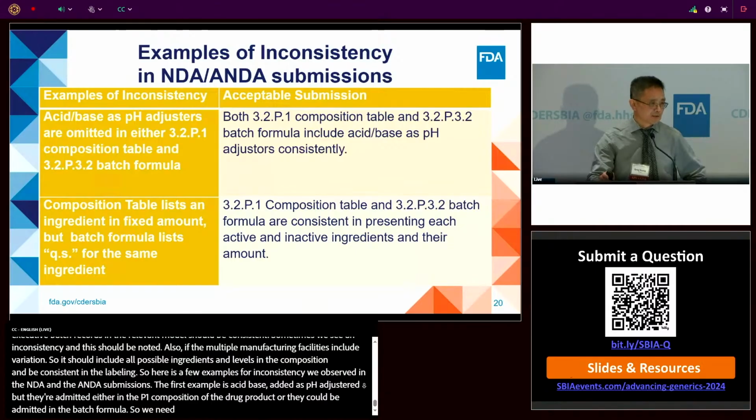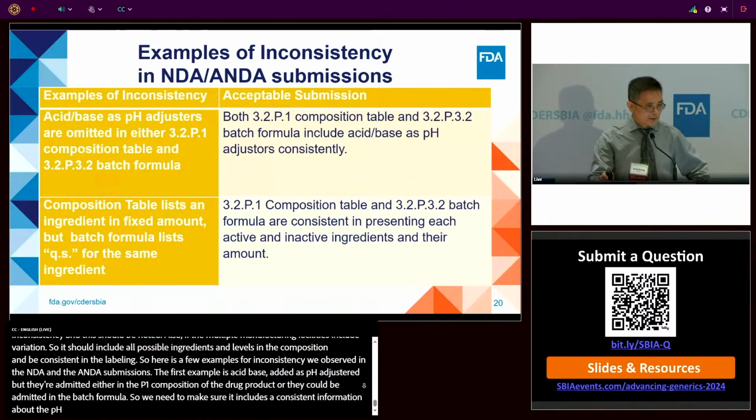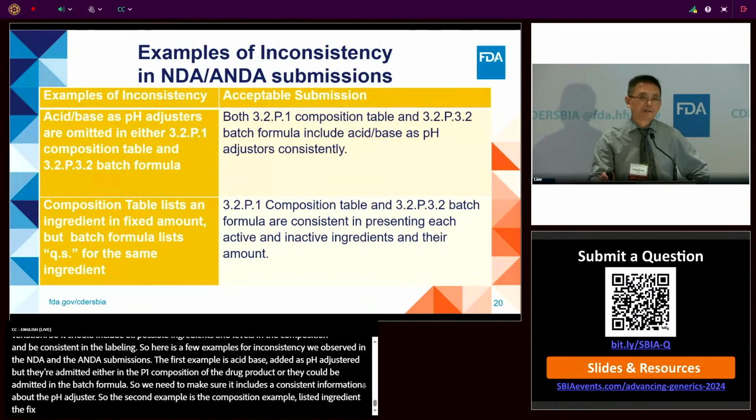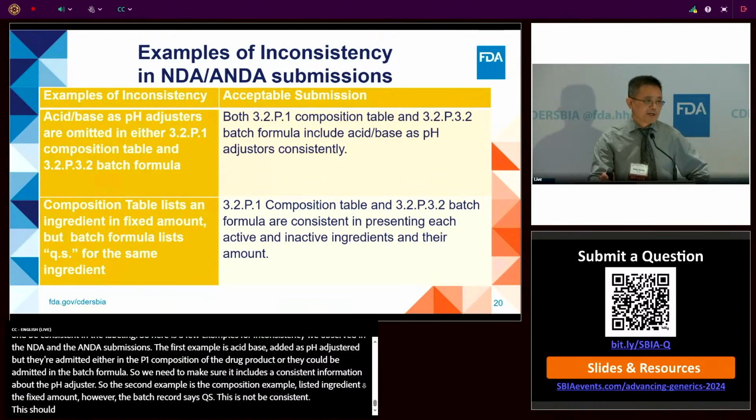The second example is a composition table that lists the ingredient in a fixed amount. However, in the batch record, it says QS. Okay, this is not consistent. So they should be consistently presenting each active and inactive ingredient and their amount.